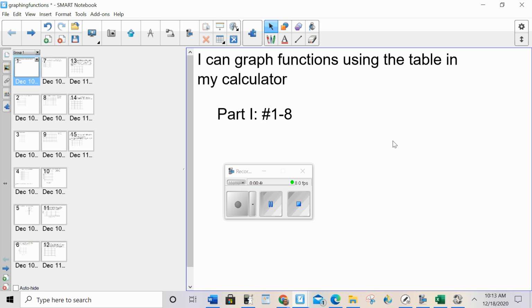It starts off real simple. If I want to graph something, I type it into y equals, I use the table, and I plot the points. That's the basic gist of it, but it will build and get more complicated later on. But number one, there's really not much complicated about it.